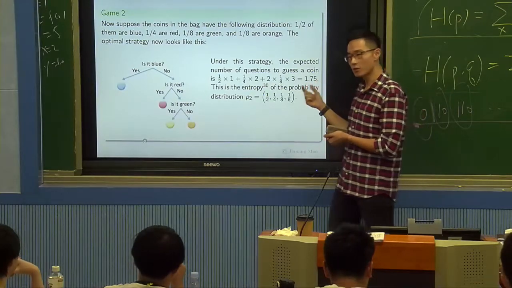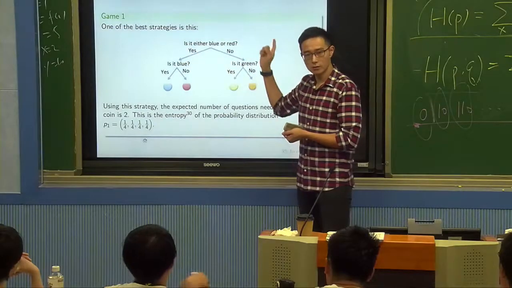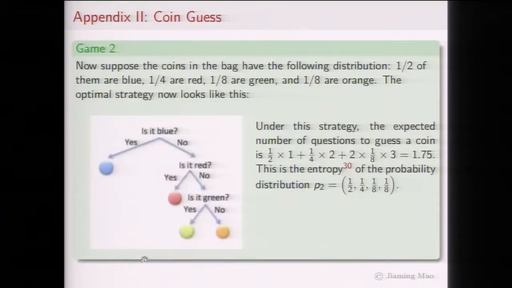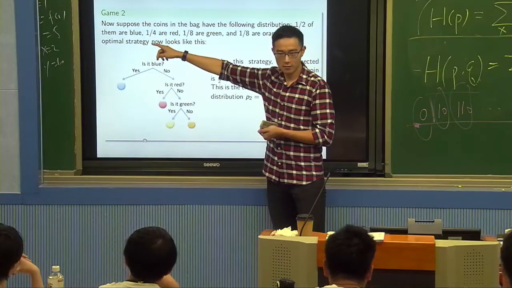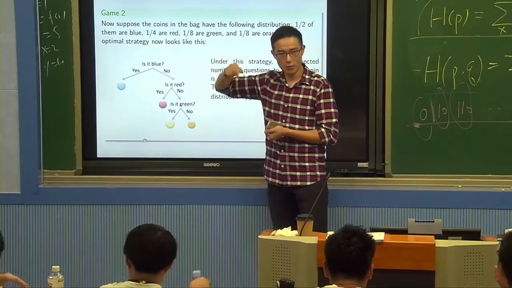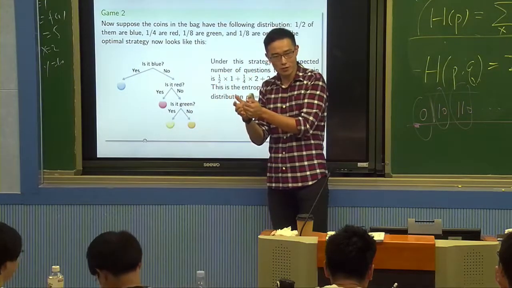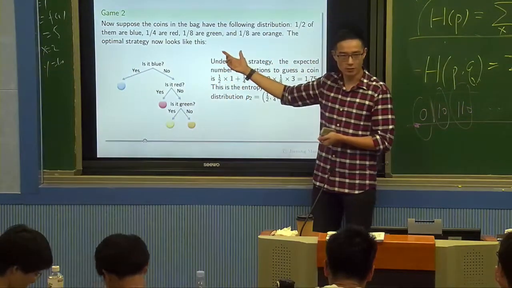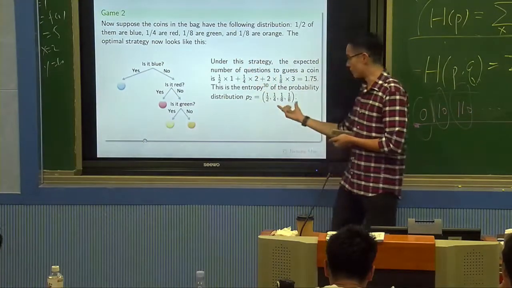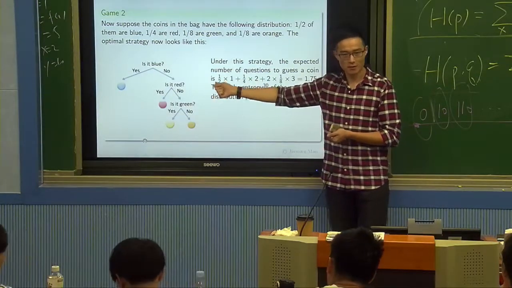Now, can I still use this strategy to guess the color of the coin, even if the probability distribution is like this? Of course. It's just that it's not optimal anymore, right? You take more answers, there are more questions. So if I still use the original strategy for this new distribution, what is that called? This is called entropy, right? 1.75 is the entropy for this distribution.